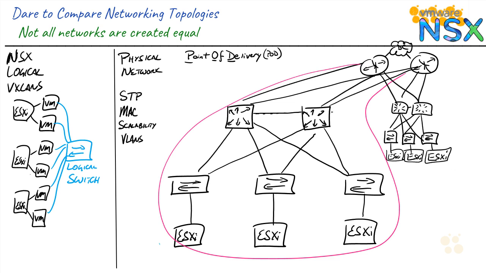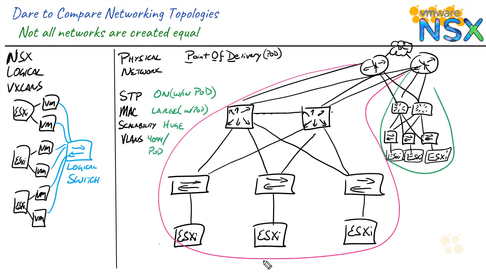Another pod. So let's think about this from a scalability perspective. Is STP going to be on? Well, sure, but within that point of delivery network. Will we have large MAC address tables? Yeah, they can get large, but scaled within the pod. If it starts getting to be too much for the switches to handle, we could break it apart into a separate routed network. So when it comes to scalability, our scalability is actually pretty huge. And that's because we can have 4,094 VLANs per point of delivery network.